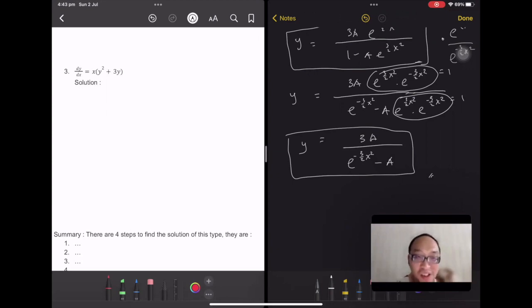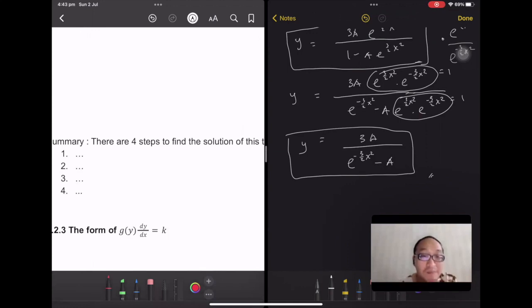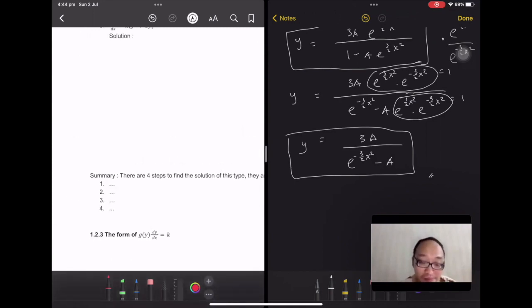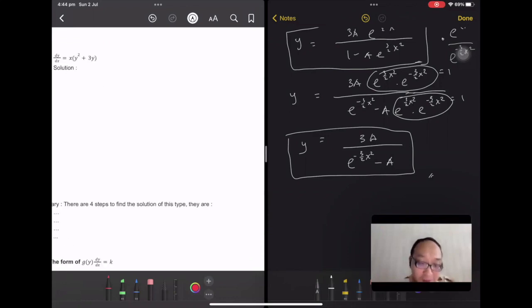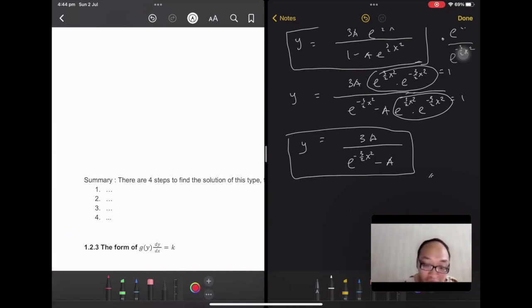So after 3 examples, we can draw a summary. There are 4 steps to find the solution of type number 2. These 3 examples are examples of differential equation type number 2. The first step is we have to do separating variables. Move y to the left side.